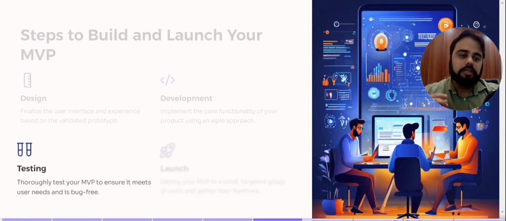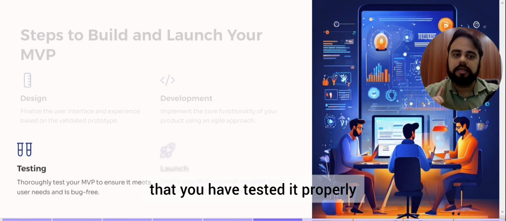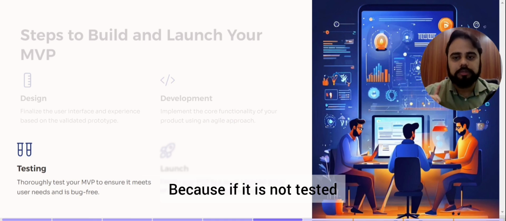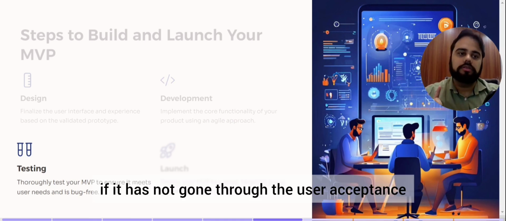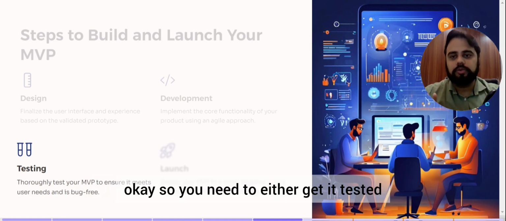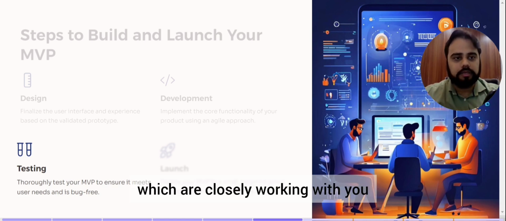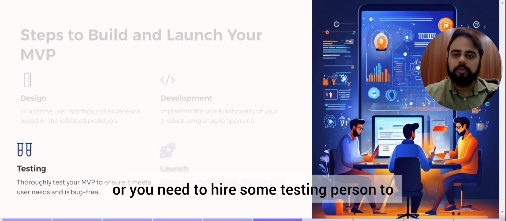Then the testing part: whatever you are giving as a first release, always make sure you have tested it properly, because if it has not gone through the user acceptance testing mechanism, you will fail. So you need to either get it tested through an actual set of users who are closely working with you, or you need to hire a testing person to test it.